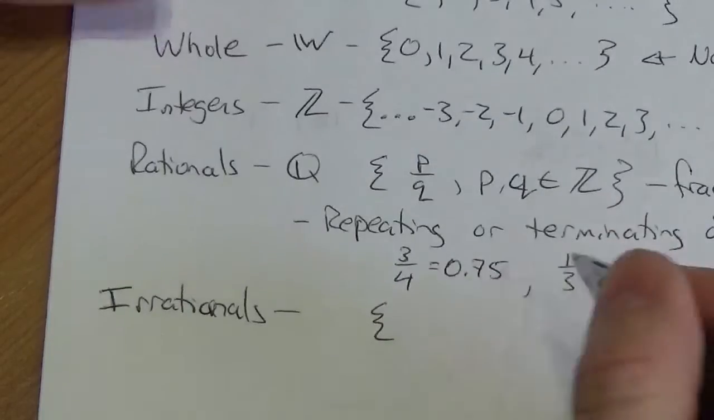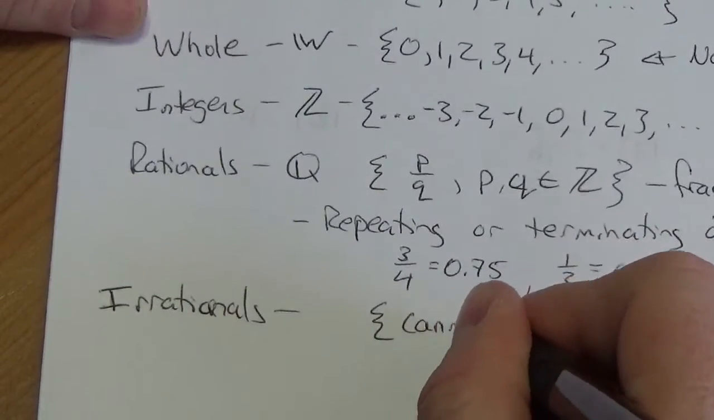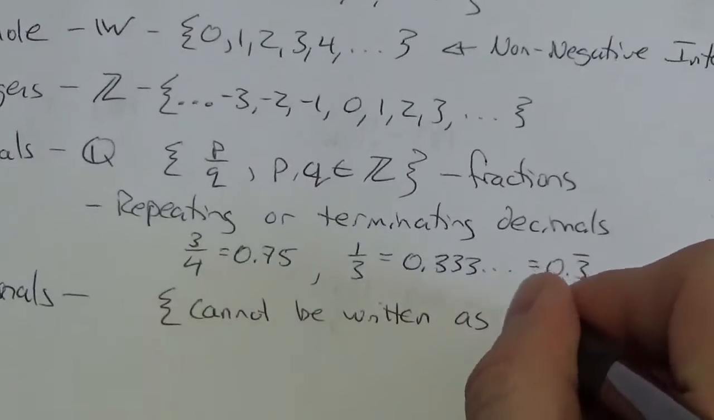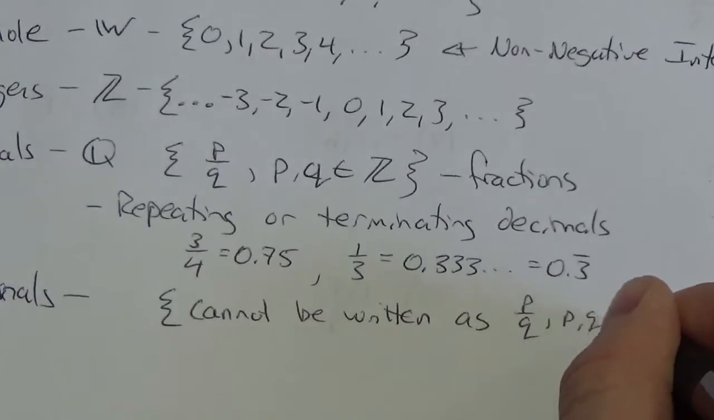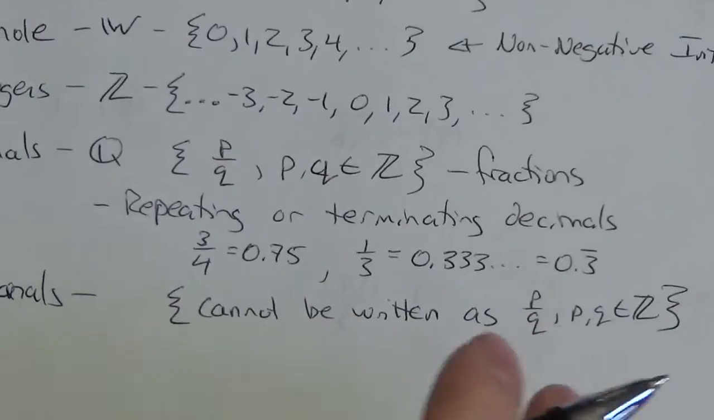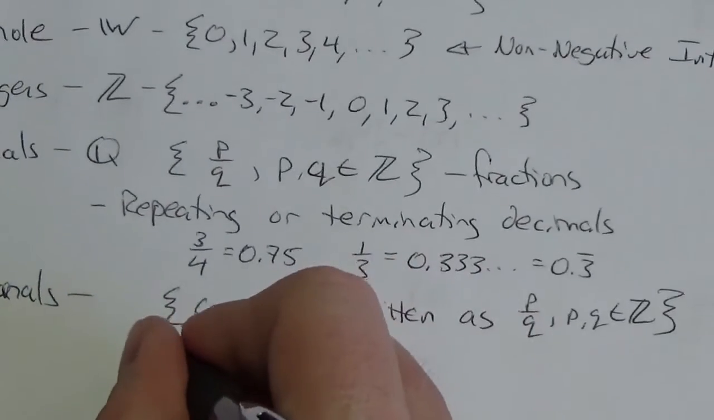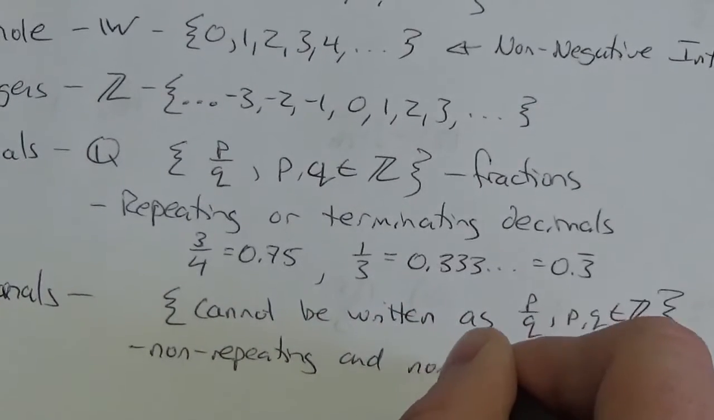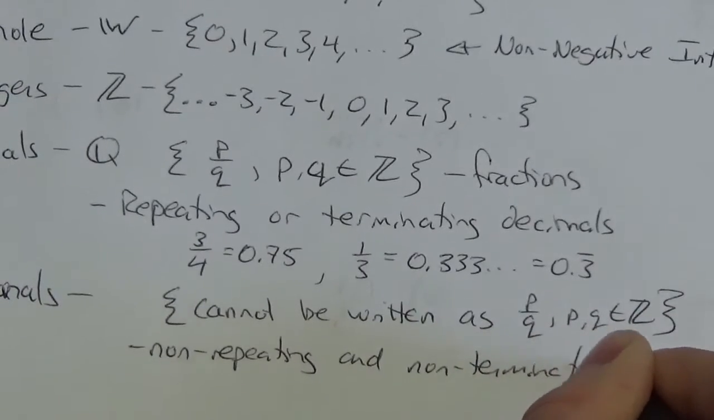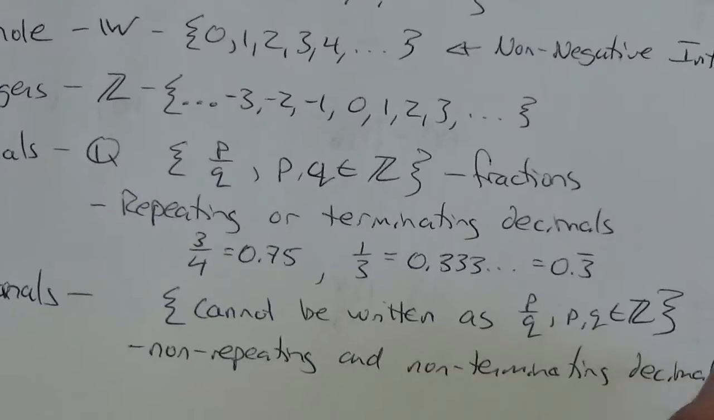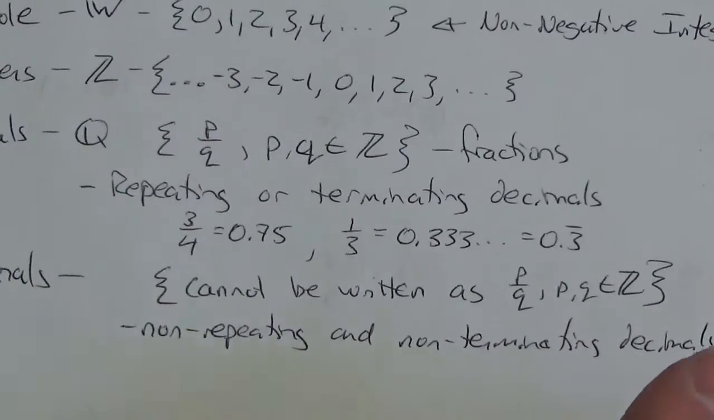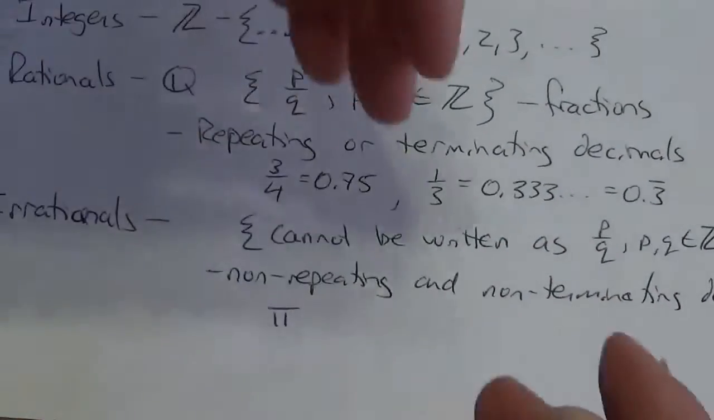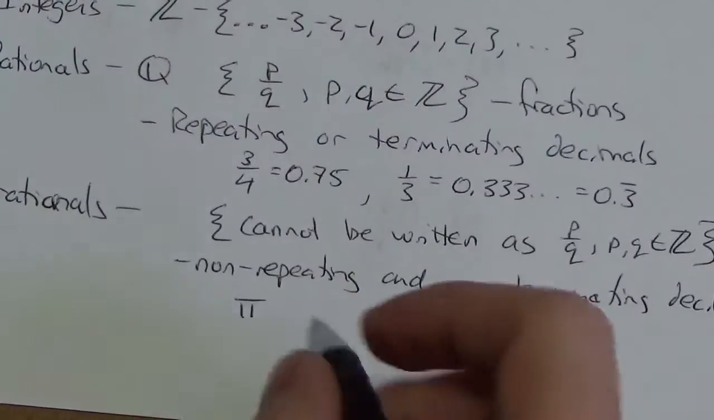Basically, these cannot be written as P over Q, where P and Q are elements of the integers. It's all the numbers where that's not possible. And so these are non-repeating and non-terminating decimals. Yeah, non-repeating, non-terminating decimals. And so the classic example of this is pi, right? 3.14159, it goes on and on forever. It never repeats, never terminates.